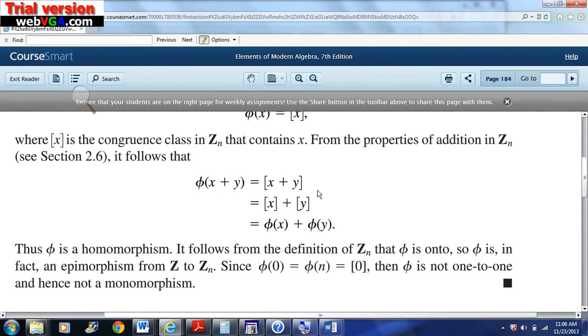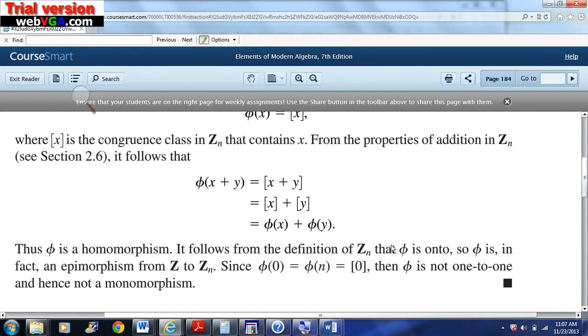So this is what you have to do in the problems at the end of this section, to show that you have a homomorphism. You have to go through this process. Thus, phi is a homomorphism. It follows from the definition of Z sub n that phi is also onto.